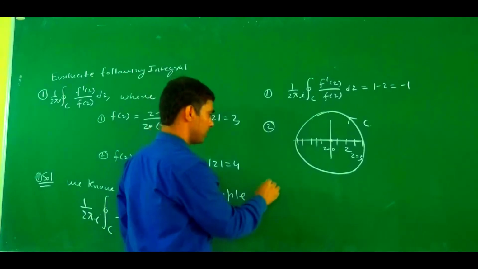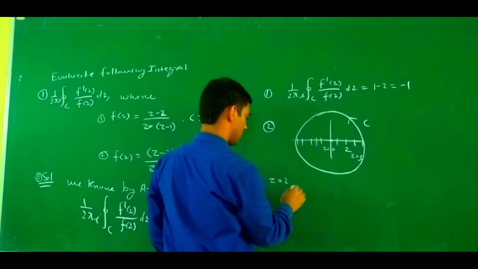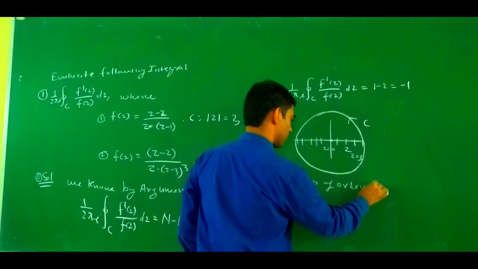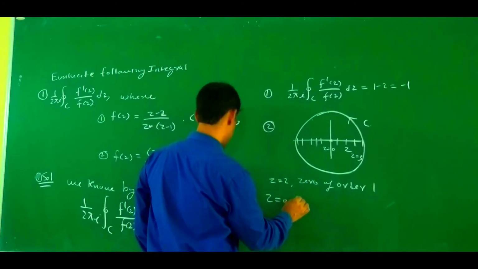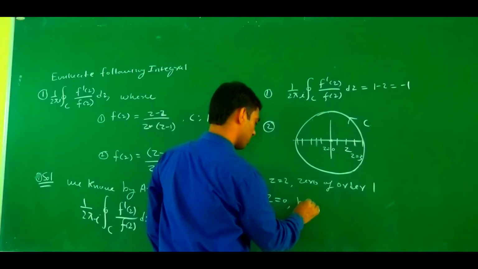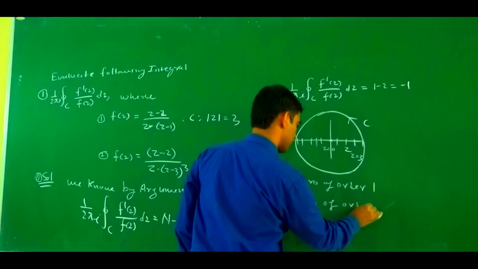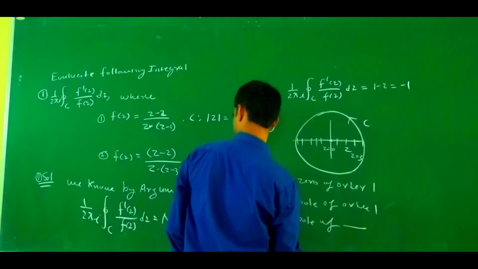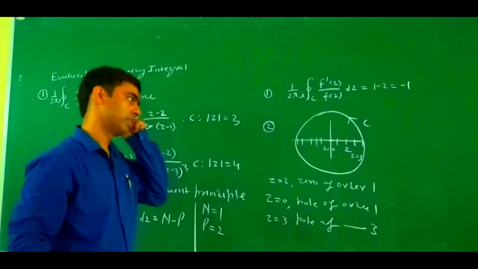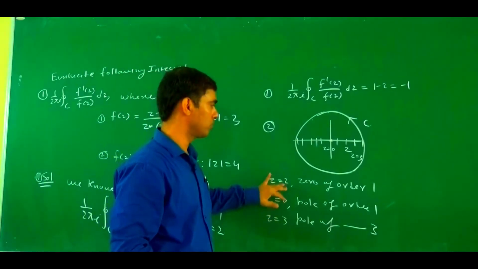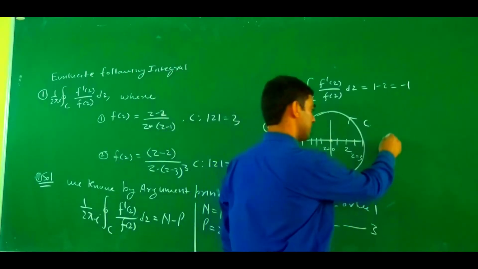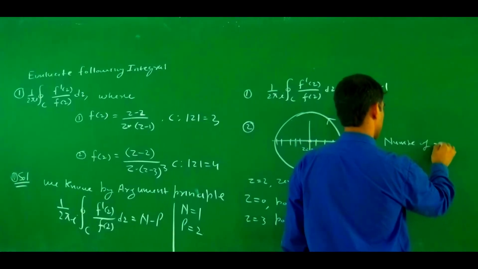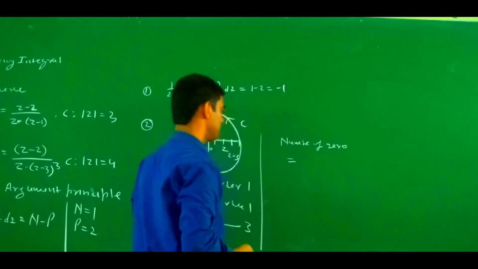So z equal 2 is a zero of order 1, z equal 0 is a pole of order 1, and z equal 3 is a pole of order 3. So how many zeros are there? All the zeros and poles lie inside C. So the number of zeros becomes 1.